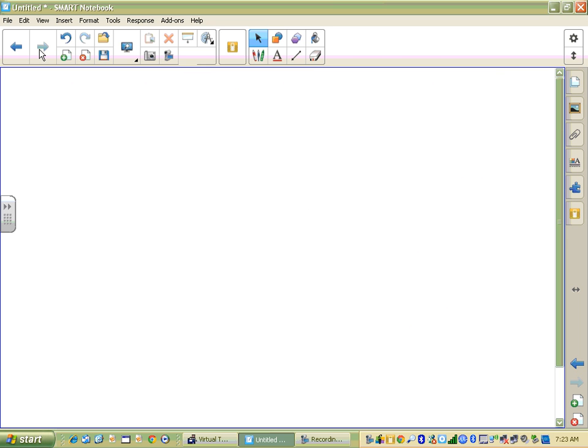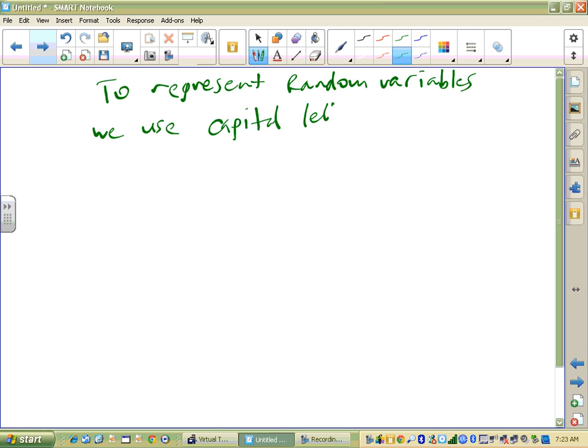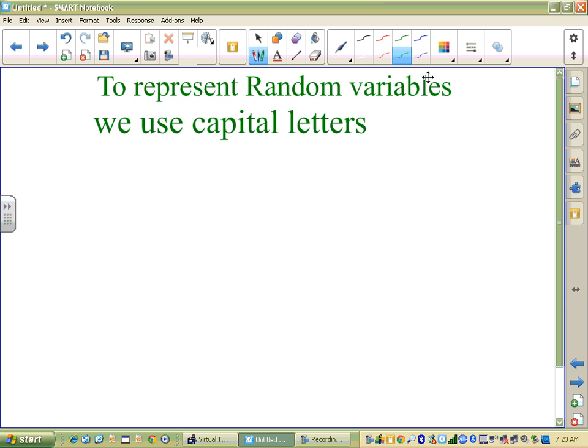So a new idea, something that we haven't studied yet, is the notation for random variables, okay? For regular variables, we use lowercase letters. However, to represent random variables, we use capital letters. Okay? To represent random variables, we're going to use capital letters. Same letters as normal apply. Okay, so usually we use X. We're going to use X.